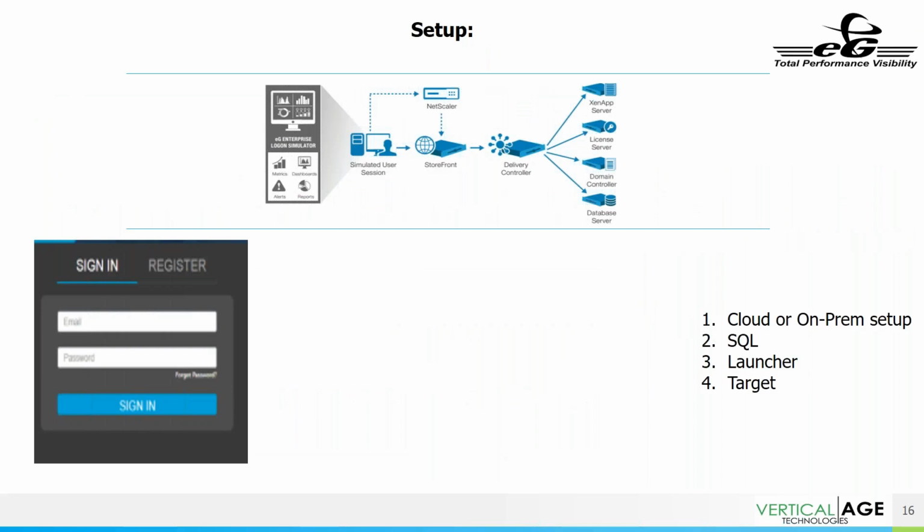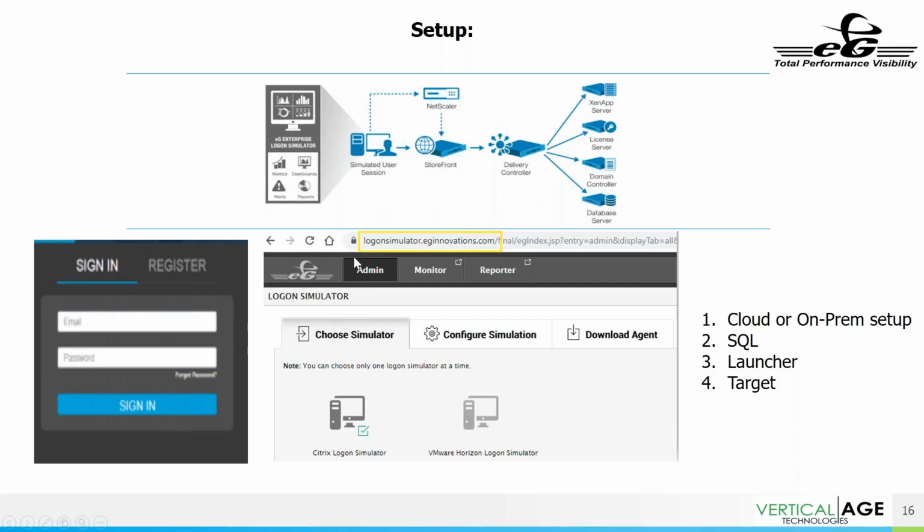So next on the list is eG. eG is another great product, very polished. They offer the ability to use SaaS as well as an on-prem setup. They have a requirement for SQL, launcher, and target. So to try it, I went ahead and did their SaaS-based version in the home lab. Very easy to register. You go to the link above.